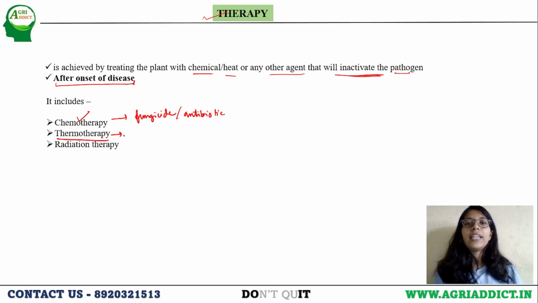Thermotherapy, we can use heat. We have already discussed it in our first video, that there were various treatments like hot water treatment, hot air treatment, and radiation therapy. In radiation therapy, we can use UV ray or X-ray to inactivate the plant pathogens.